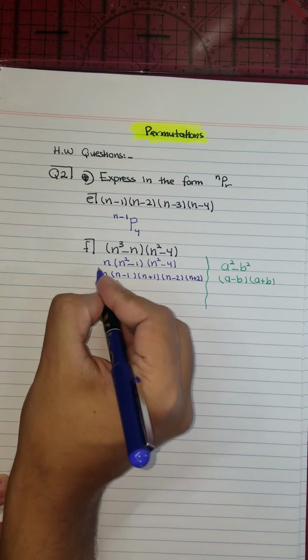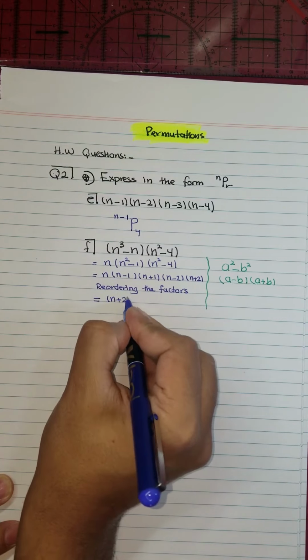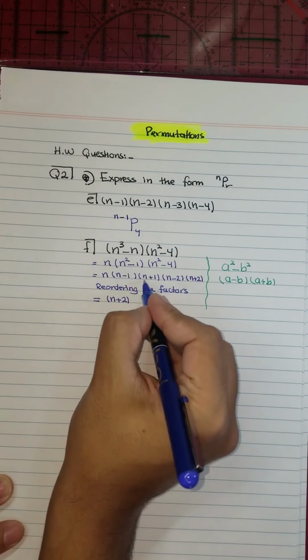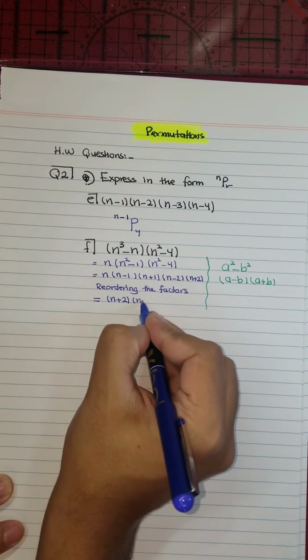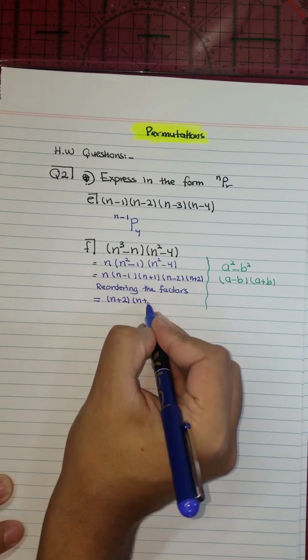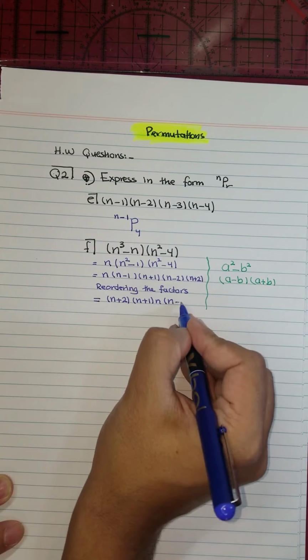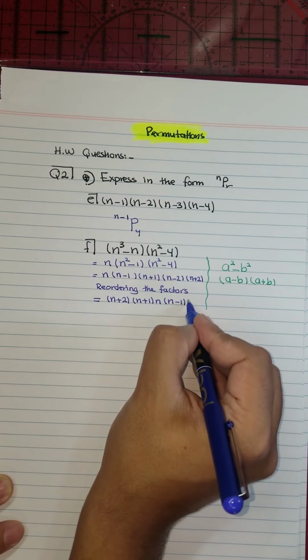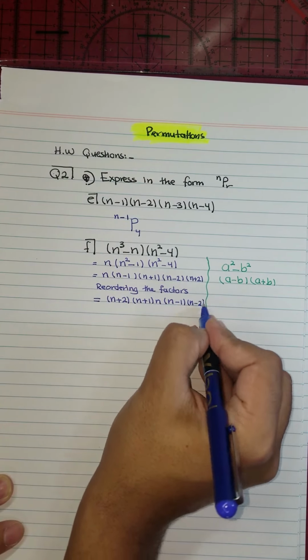What we get is the following. This is the largest factor, which is n plus 2. So it goes first. This is the second largest factor, so it is n plus 1. And then the third one is n. The fourth one is n minus 1. And the fifth one is n minus 2.